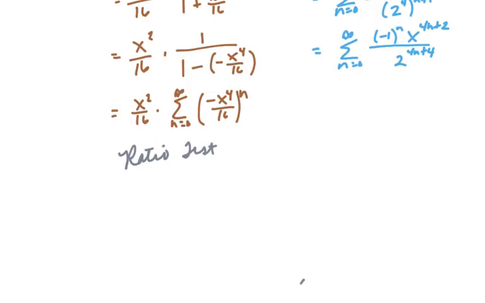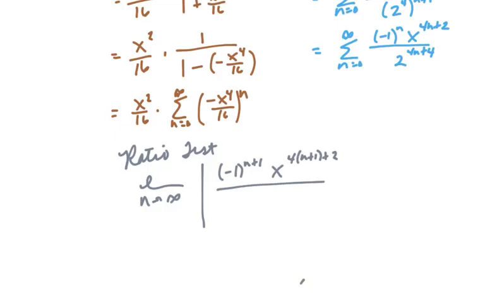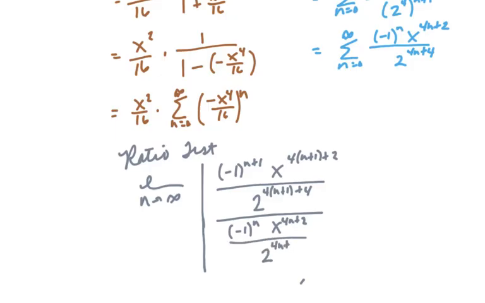And we're going to say the limit as n approaches infinity of the absolute value of negative 1 to the n plus 1 times x to the 4 n plus 1 plus 2 over 2 to the 4 n plus 1 plus 4, divided by, this is a long one, negative 1 to the n, x to the 4n plus 2 over 2 to the 4n plus 4.